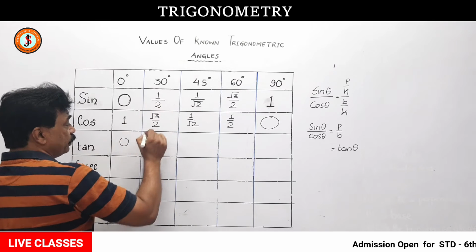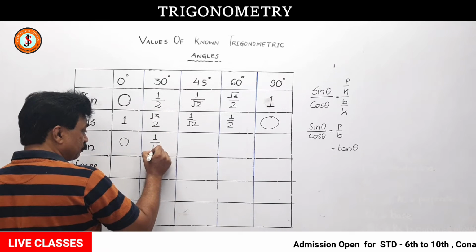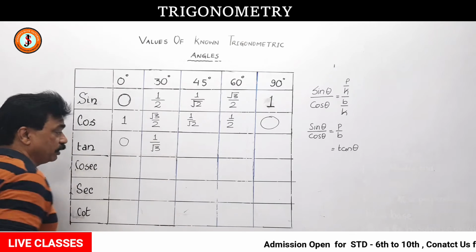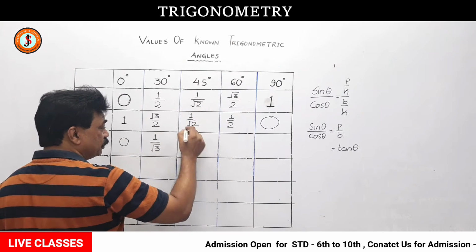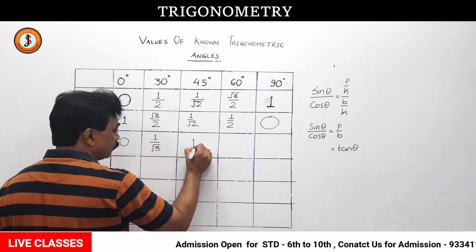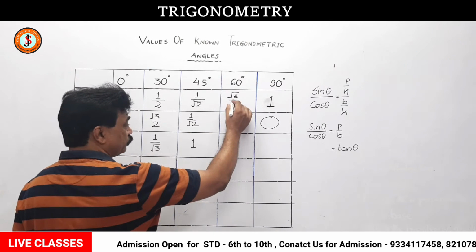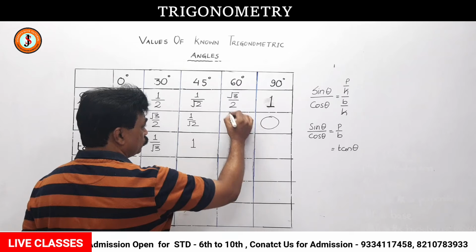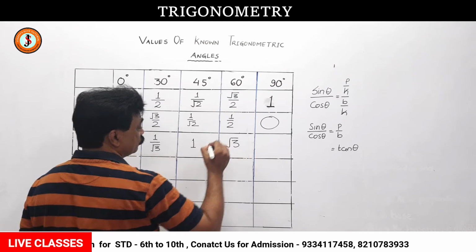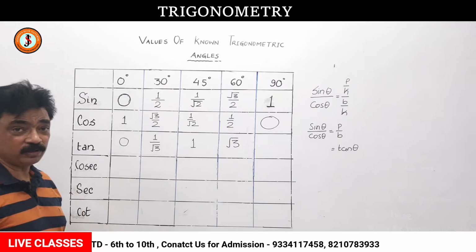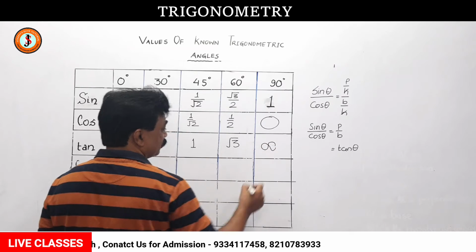1 by 2 divided by root 3 by 2, so 2 is cancelled. So 1 by root 3, that means tan 30 is equal to 1 by root 3. Now these are the same thing divided, 1 by root 2 divided by 1 by root 2, that means it is 1. Then root 3 by 2 divided by 1 by 2, 2 cancelled. So we are left with root 3 by 1. So we write it like this. And 1 by 0 is undefined. Undefined sign is like this.